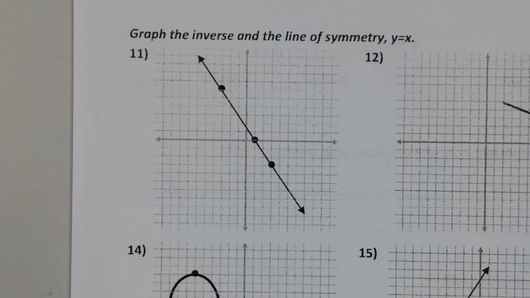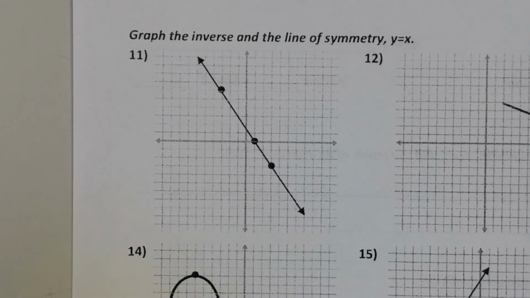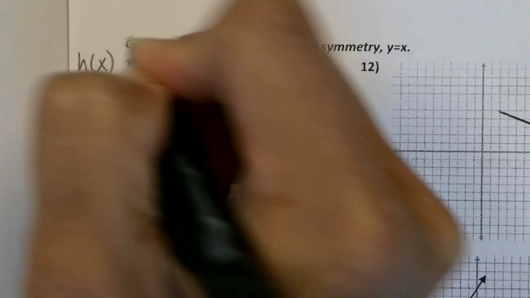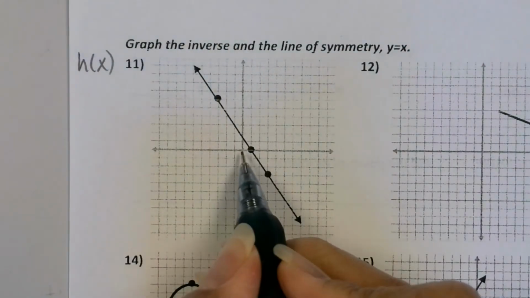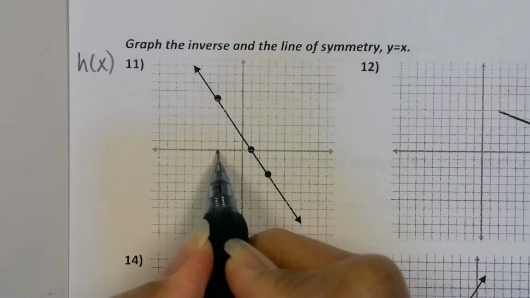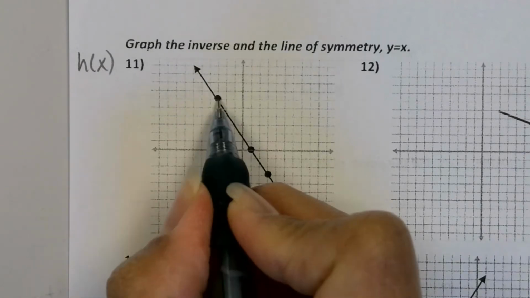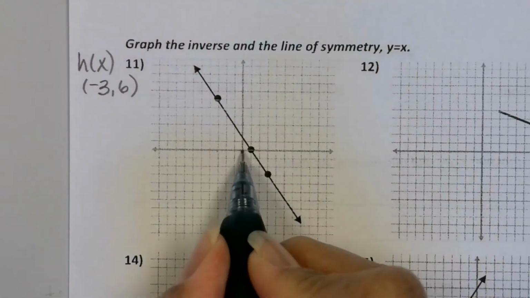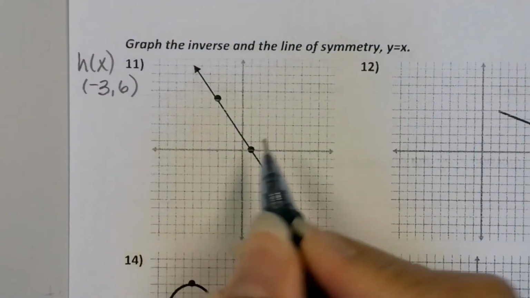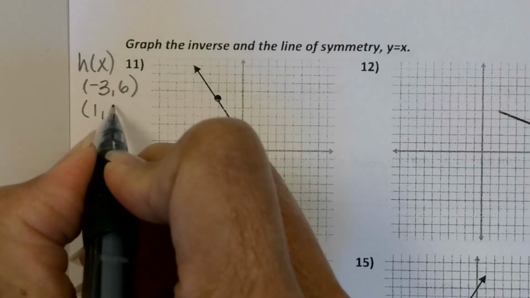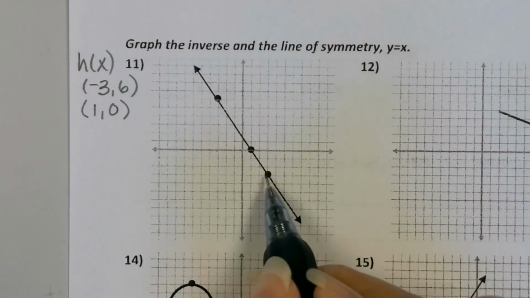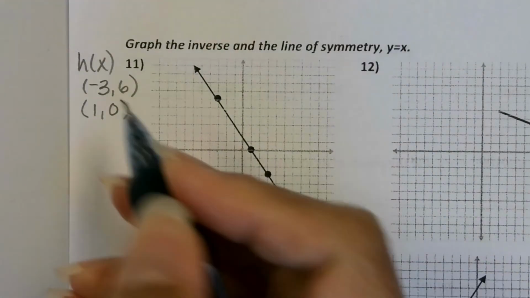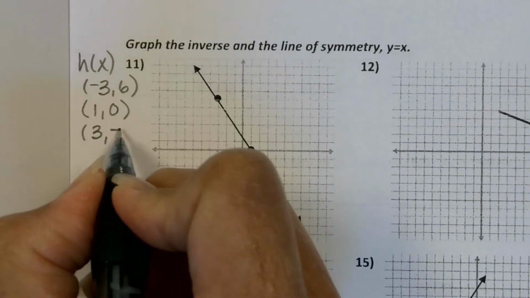Okay, let's name this graph h of x. I'm going to call it the h of x graph, and I'm going to give you the points of the h of x graph. So here, starting at the origin, we go to the left 3, and we count up 6. Start at the origin. This dot just told us to go to the right 1. We didn't go up or down, so it's just 1, 0. And then this dot, we had to go to the right 3 and down 3. So we write 3, -3.